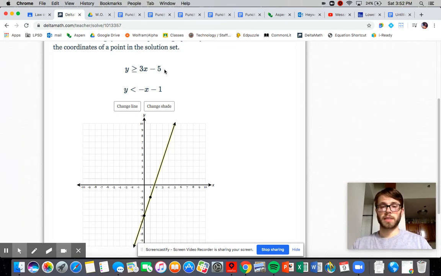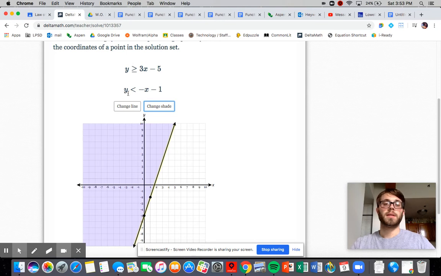So as always, I recommend, as long as the line does not go through the point 0, 0, use it as your test point. So I'll plug in 0, so I have 0 greater than or equal to 0 minus 5. Is 0 greater than or equal to -5? Oh, yes, it is. So we are good. So I need to change the shade, and there we go. So anything in this region over here is a point that satisfies this inequality.